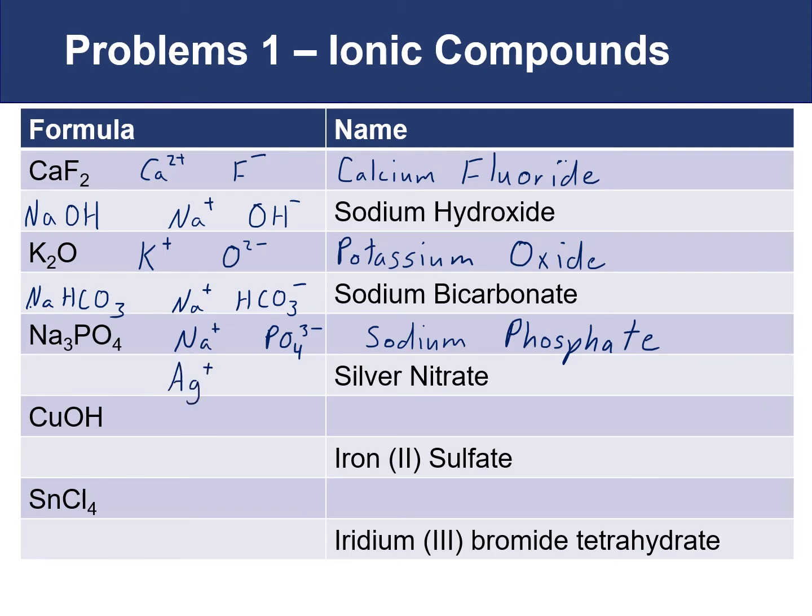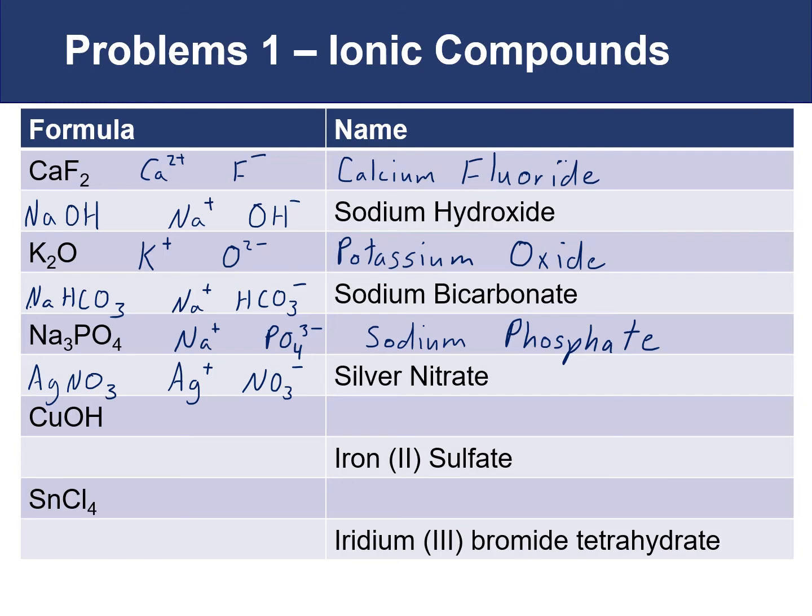The nitrate is NO3-. When we combine them together, we need a neutral overall charge. So we'll take 1 silver per nitrate. And so that would be AgNO3 for our formula.